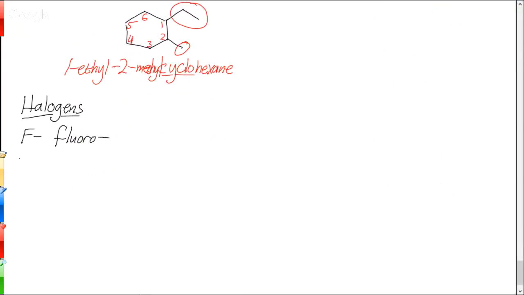fluoro, if it's F, chloro, if it's Cl, bromo, if it's Br, and iodo, if it's I. And all the other rules still apply the same to those. So you can have dichloro, trichloro, you could have 1,3,5-trichloro, 2-fluoro, something or other, ethane or something. Not ethane, cyclopentane. So let's put these together and see if we can come up with some stuff here.